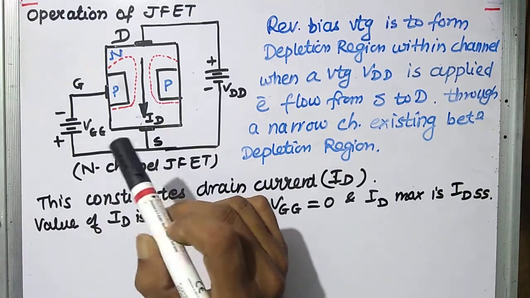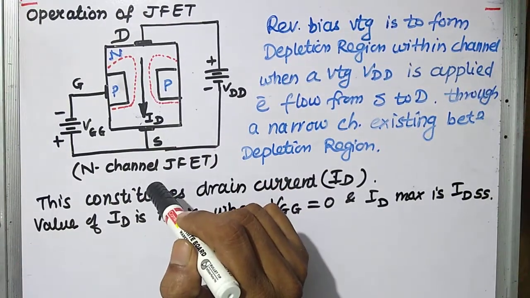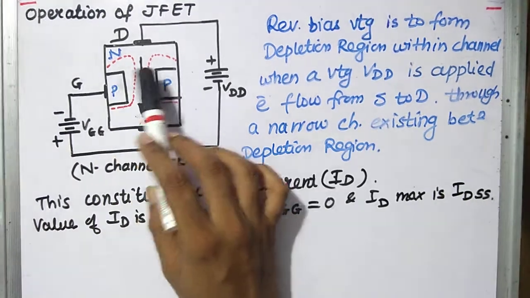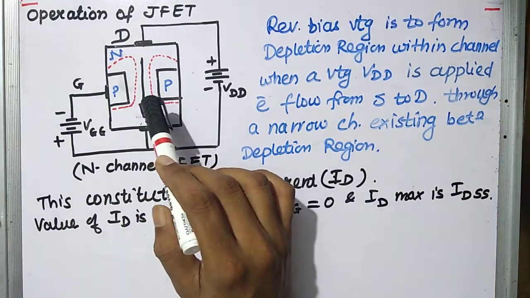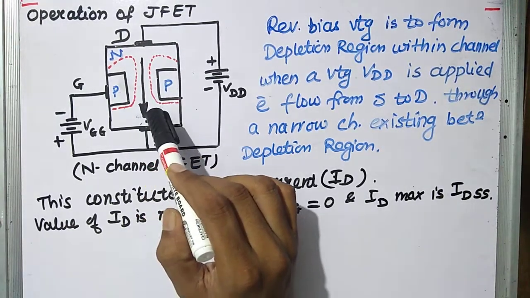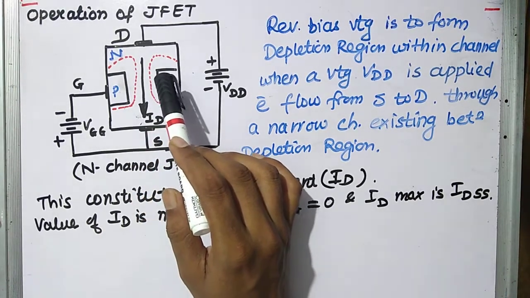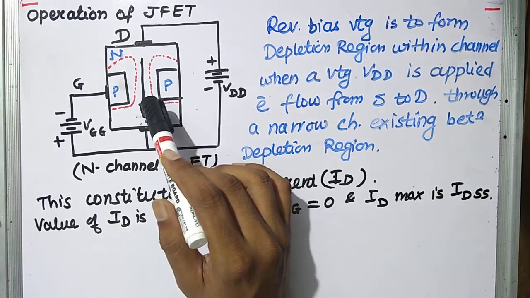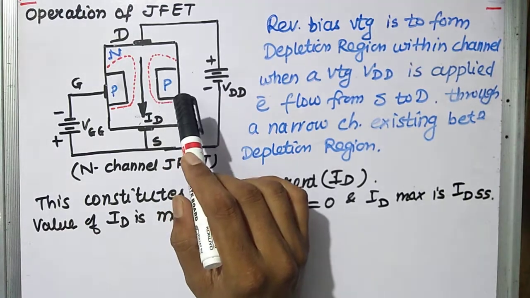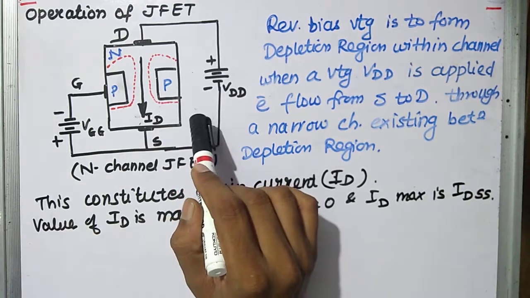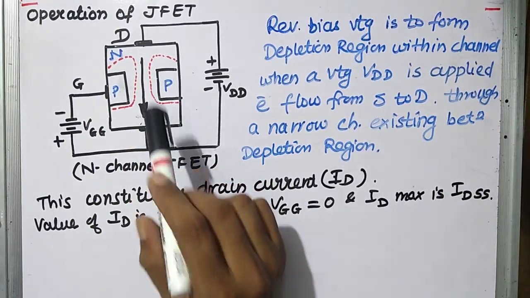Now how will we control the flow of drain current? We know that as we increase the reverse bias, the depletion region increases and the channel becomes narrower. It may happen that there is no channel available for the drain current, and in that case the drain current will be minimum. So the point is, the effect of the reverse bias voltage is to form the depletion region within the channel.